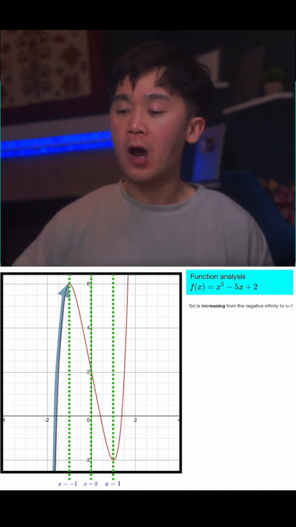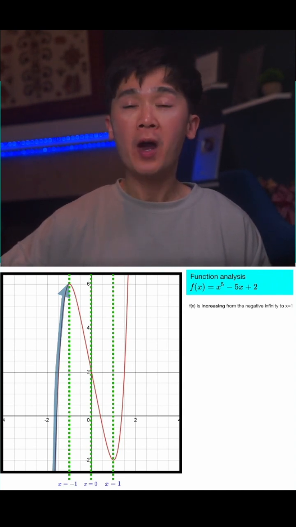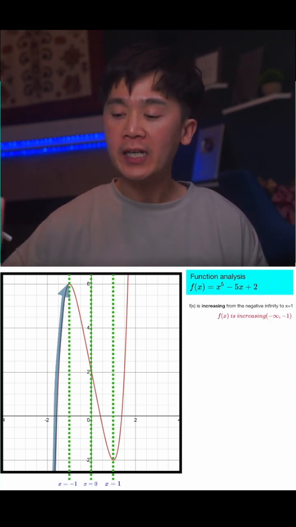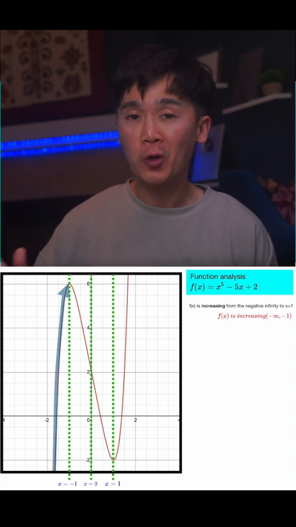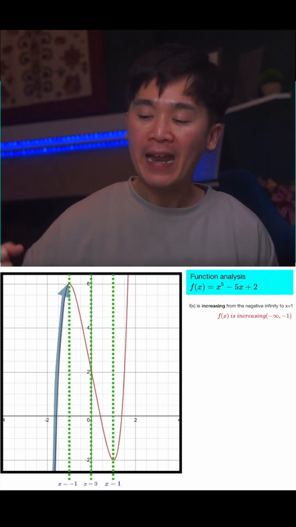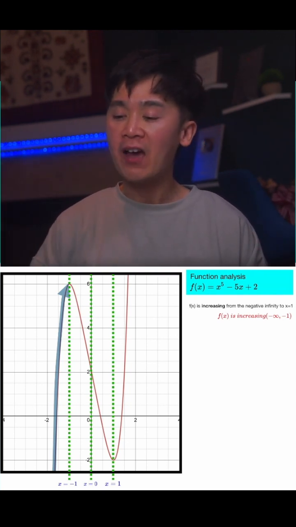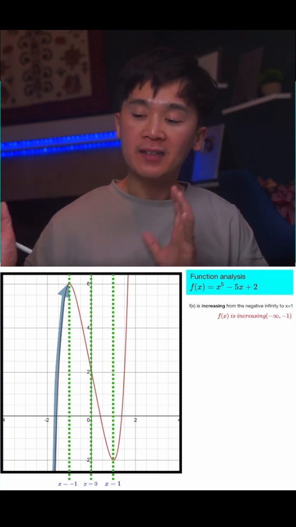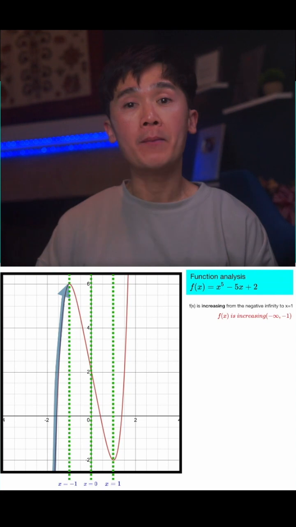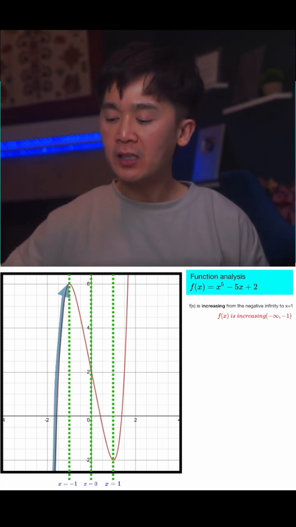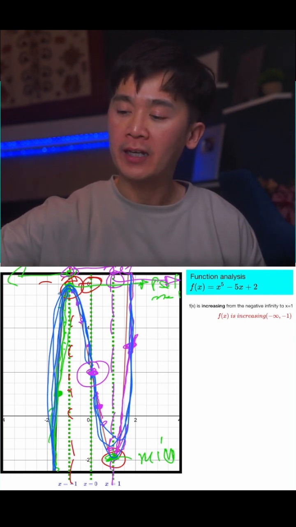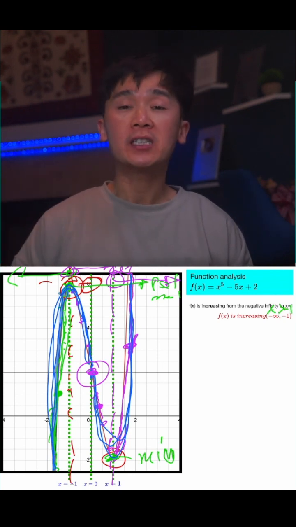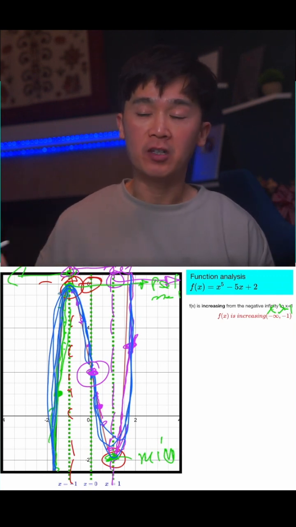f of x is increasing from negative infinity to x equal to negative 1, or we can write it in mathematical notation similar to this one, which is a little shorter. Our goal is to make things a little shorter when we are writing analysis in mathematics. So we can write it as f of x is increasing on the open interval negative infinity, comma, negative 1. Another representation of this notation, you can also write it as x less than negative 1. So both notations, of course, are acceptable, whichever you prefer.